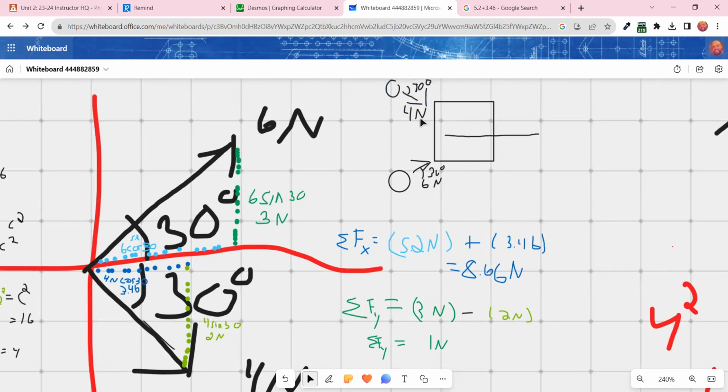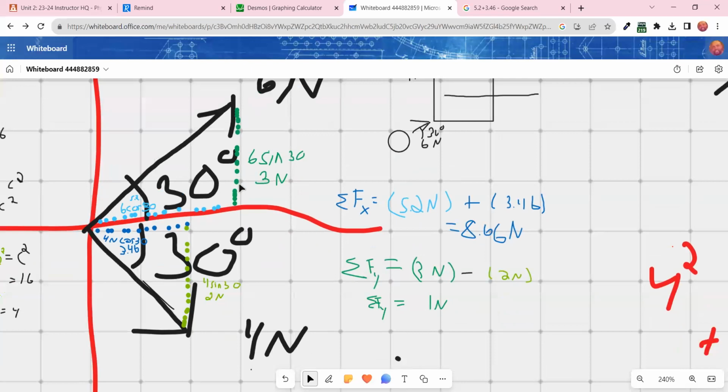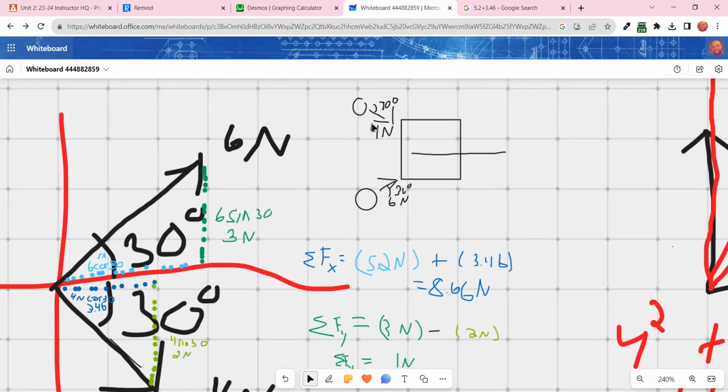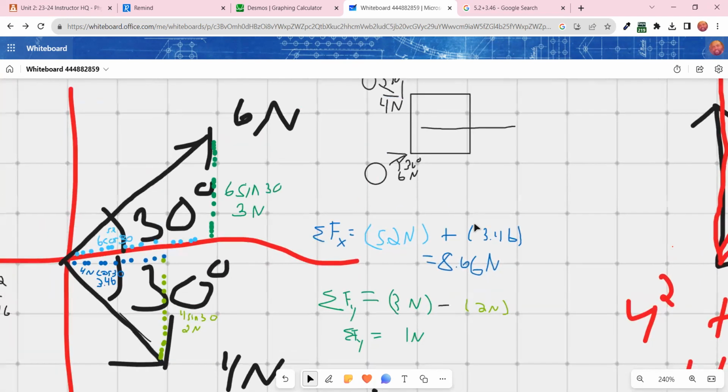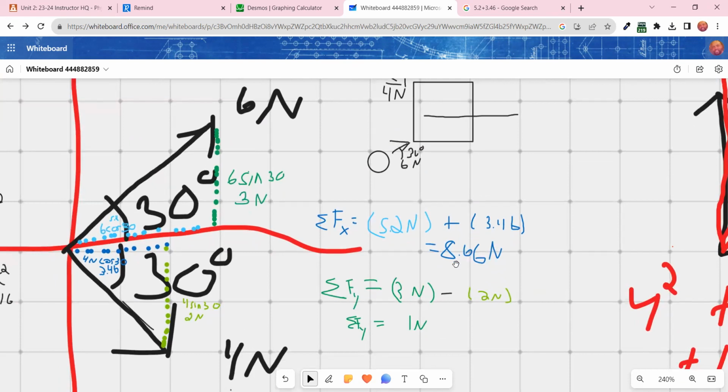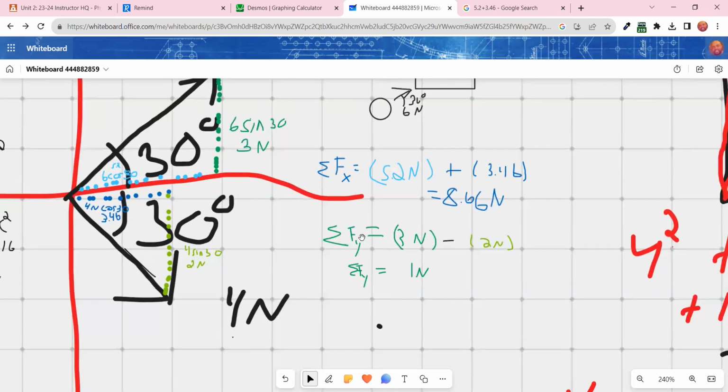All right. So this guy's pushing down, this guy's pushing up. That's 3 going up, 2 going down. That comes to be 1. So I have the 2 X's, they're both pushing to the right on the horizontal, so those add up together. But one guy is pushing down on the Y, the other guy is pushing up on the Y, so they work against each other. So I have 8.66 newtons on my X and 1 newton on my Y. How do I put these two together? How do I add them up together?